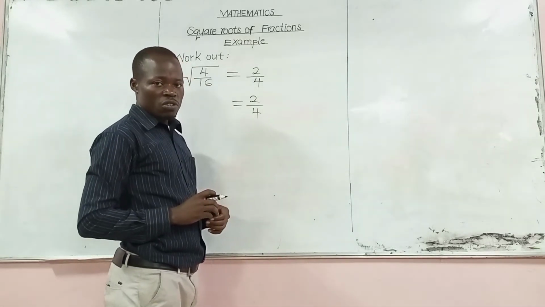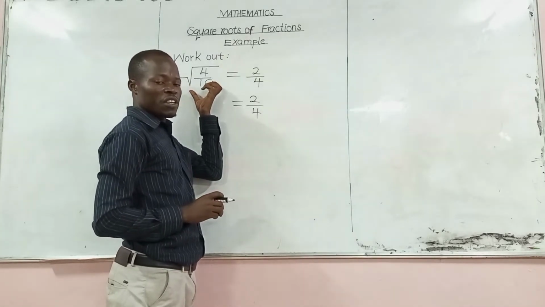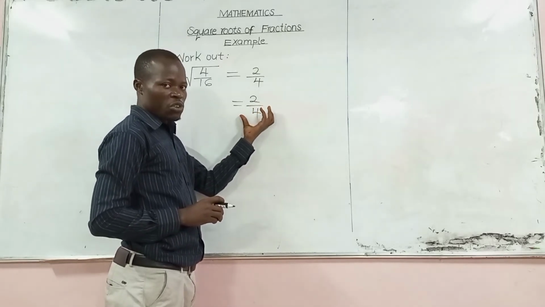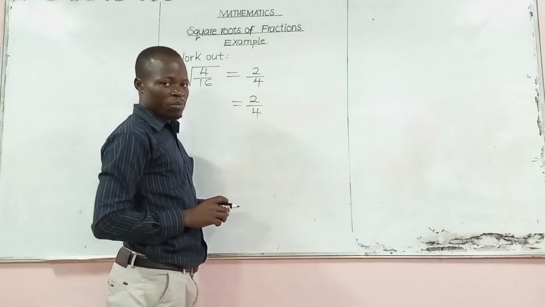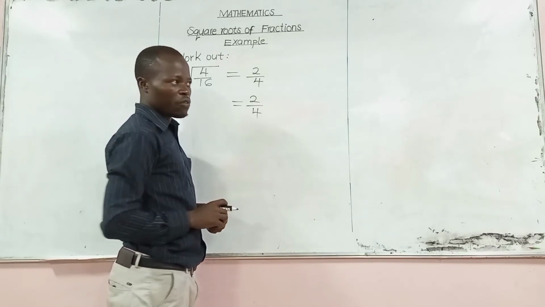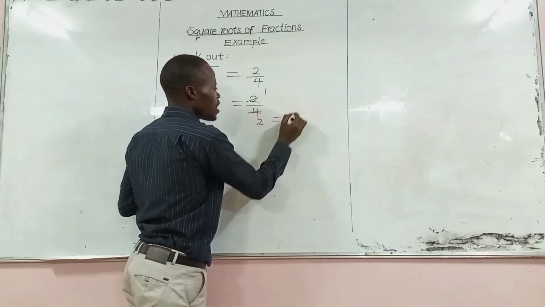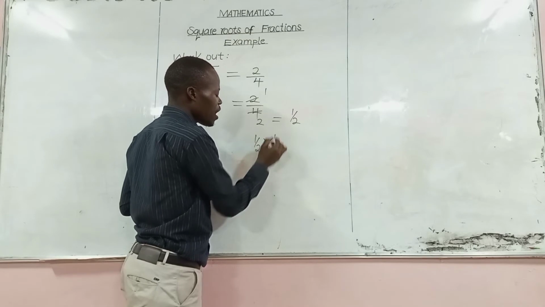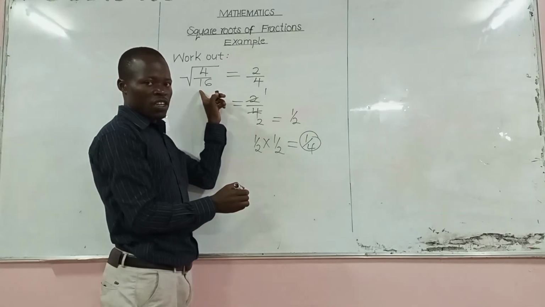The answer we get as square roots should be able to take us back to the perfect squares that we have been given. This only happens when you multiply the square root by itself. You'll be able to go back to what you were given as a question. But if you dare simplify, then the answer you get will not be able to take you back when you multiply by itself. For instance, if you simplify, 2 divided by 2 is 1, 4 divided by 2 is 2. So your answer is a half. So if you take a half, multiply by a half, the answer you get will be 1 over 4. So 1 over 4 is not what you were given initially.